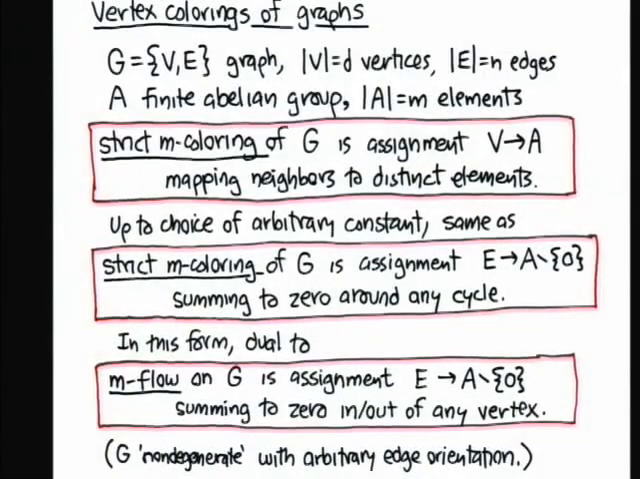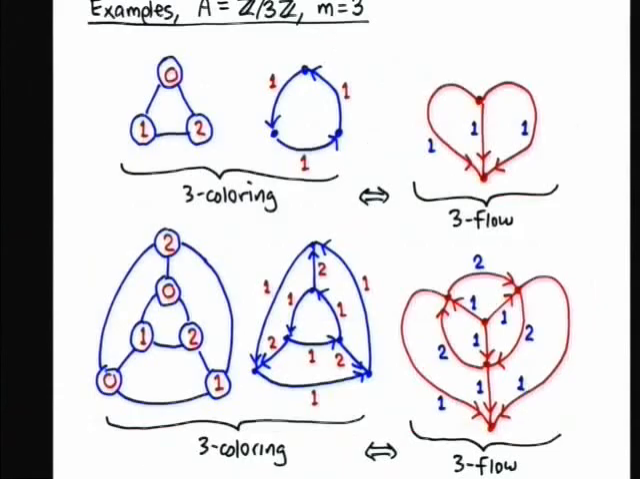Now one feature of this is that it makes clear that this is dual to another interesting concept, which is a flow on a graph. A flow on a graph, instead of being a non-zero assignment on edges which sums to zero around any cycle, is a non-zero assignment on edges which sums to zero in and out of any vertex. So let me show you an example.